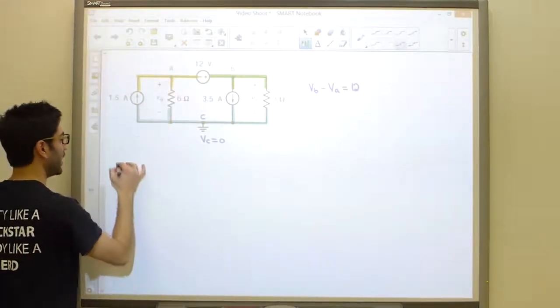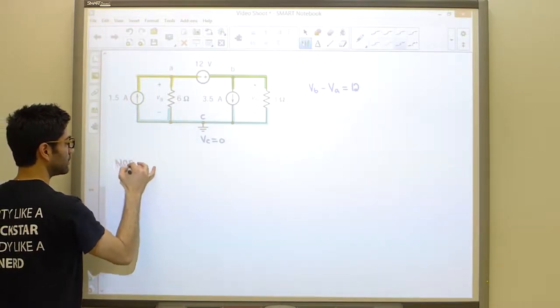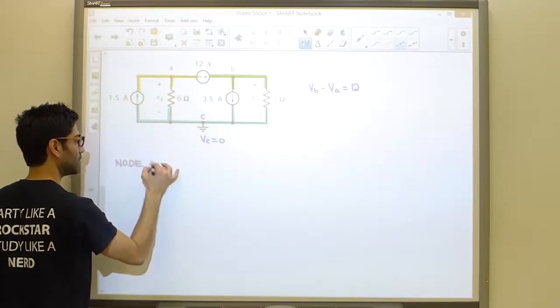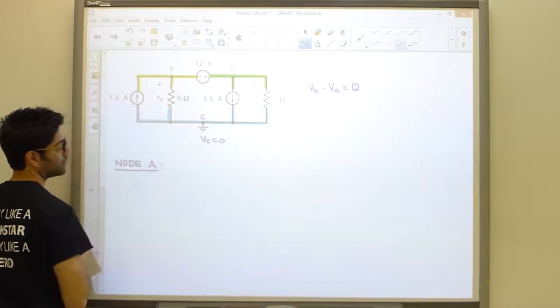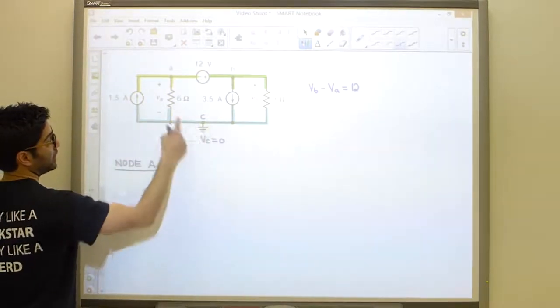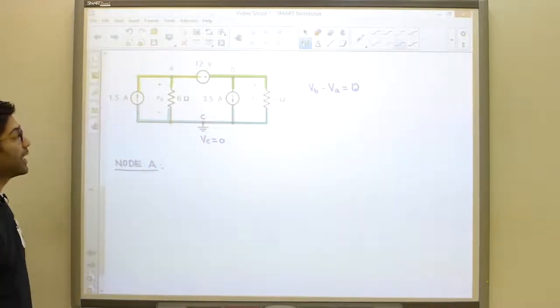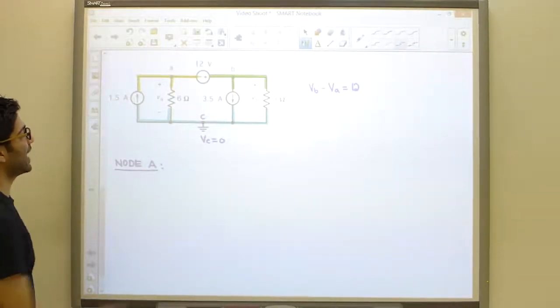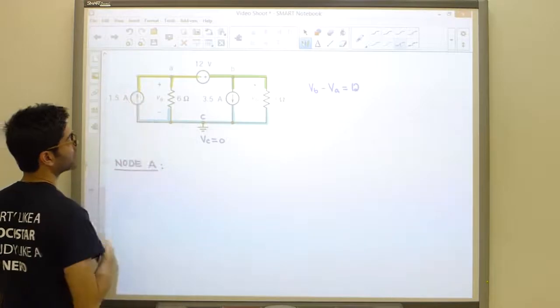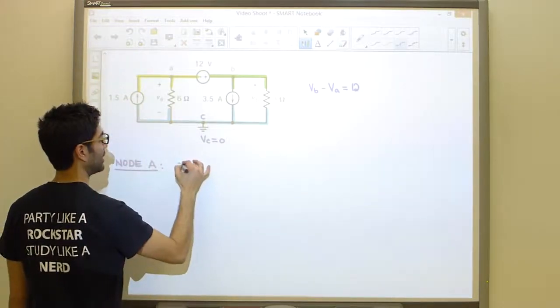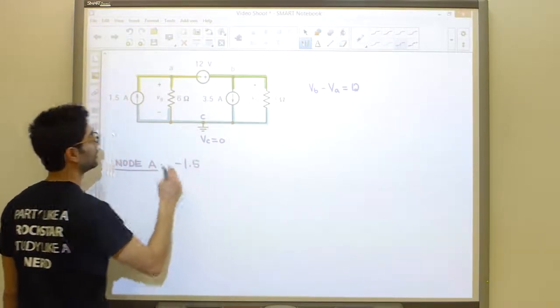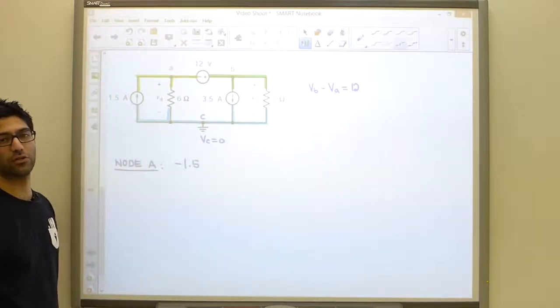If I take a look at node A, I'll have 3 terms in my equation, since node A is connected to 1, 2, and 3 branches. I can see that this current is coming in, so if it's coming in, I don't like that. It's a negative term, negative 1.5. I'm going to use the value straight up, of course, it's a current source.